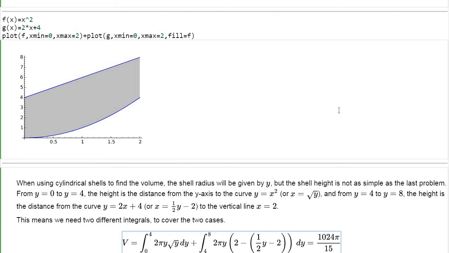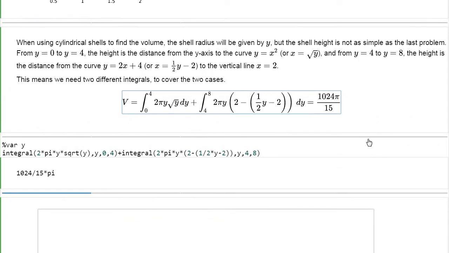So cylindrical shells is not always easier. You have a choice now. Figure out which one is better. Sometimes washers is better. Sometimes shells are better. It depends on which axis you're going around and what kind of functions you're dealing with. In many examples you could do both. One might be harder than the other.